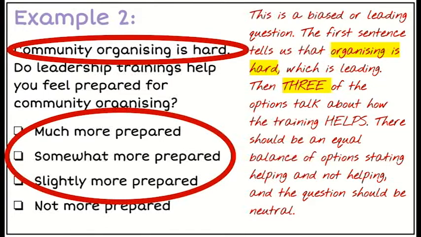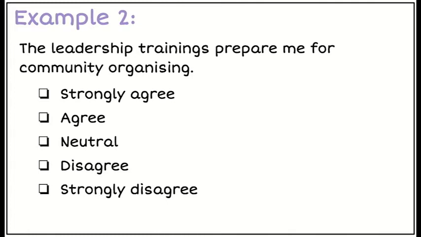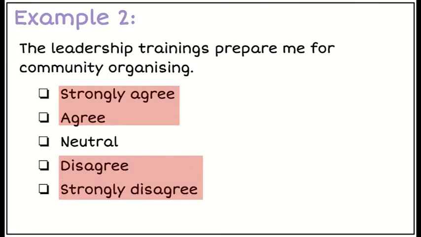We just want to ask the question whether the leadership program is helpful or not. And when we look at the answers, we want to make sure there's an equal balance between positive and negative. So here is an example of what we could do. It just asks us straight out, does it prepare you? And do you agree? Do you disagree? And we've got 2 that are on the agree side and 2 that are on the disagree side. So the question is no longer leading, and it also has a balance.